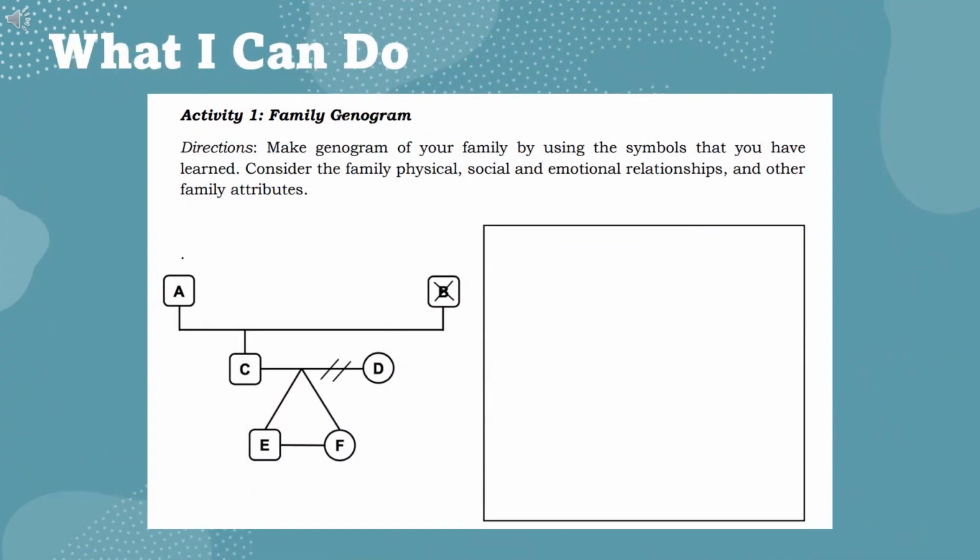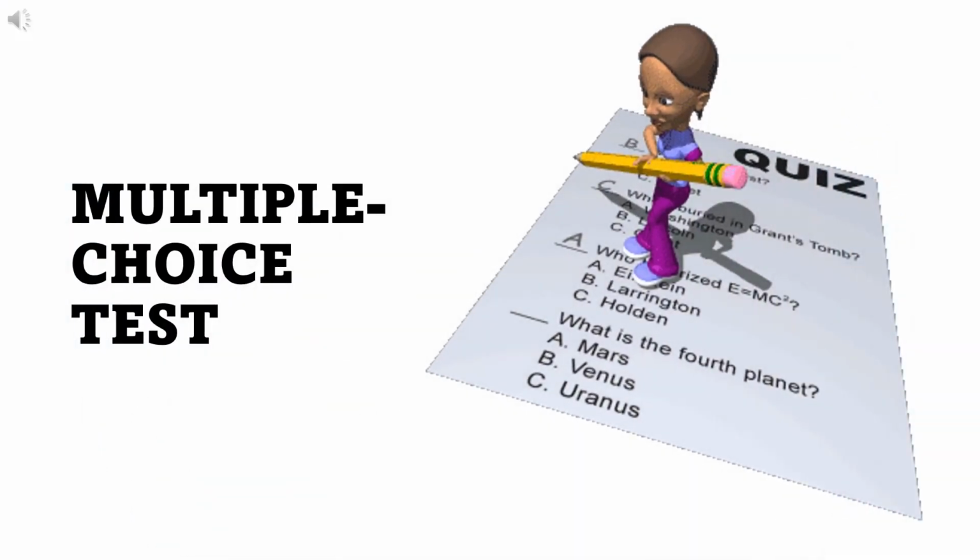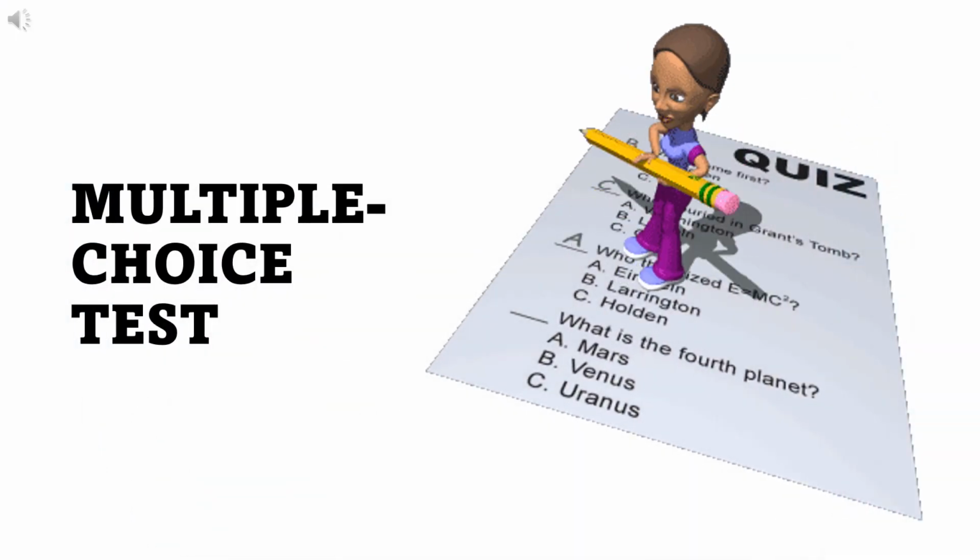Let us try to examine how well you have learned from this lesson by doing the activity below. Activity 1. Family genogram. Directions: make a genogram of your family by using the symbols that you have learned. Consider the family's physical, social, and emotional relationships, and other family attributes. Multiple choices. Choose the letter of the best answer. Write the chosen letter on a separate sheet of paper.